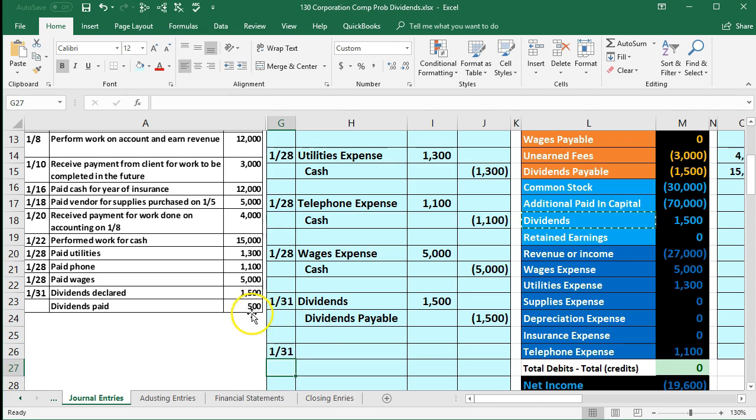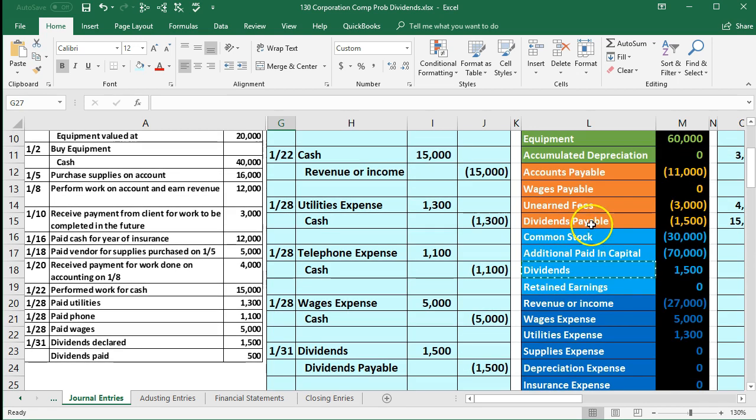I should have put 1,500. We're going to pay the entire thing. We're not going to pay part of it. So we're going to pay the 1,500. At a future point, typically we would then pay it. If it's a small company, it could happen at the same time, but if it's a large company, we'd have some future date. I just want to see both transactions here.